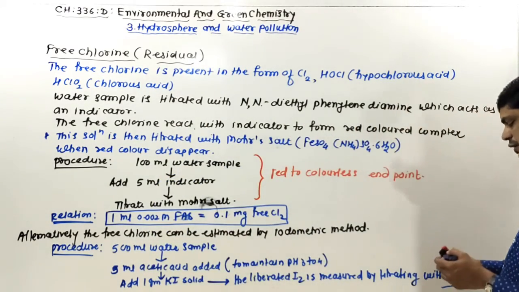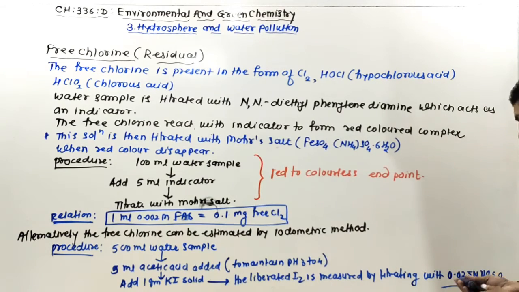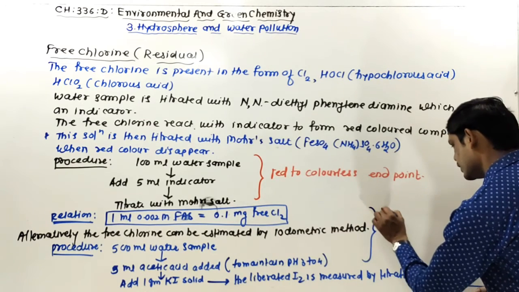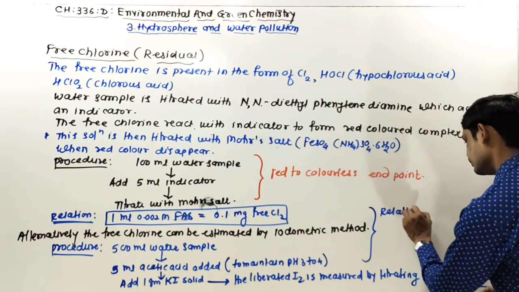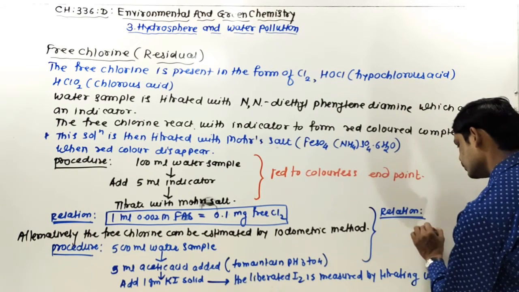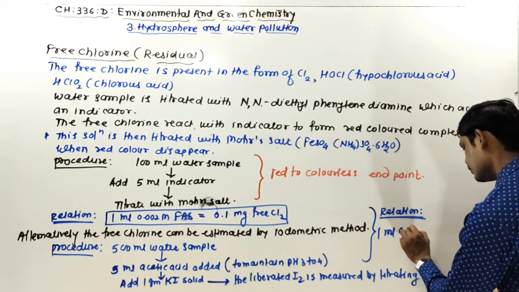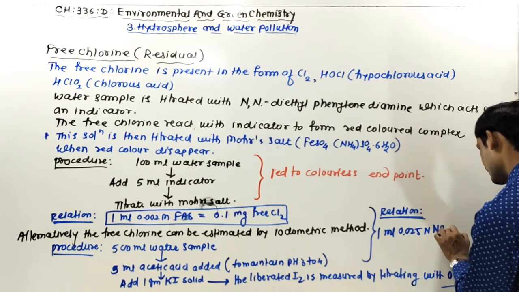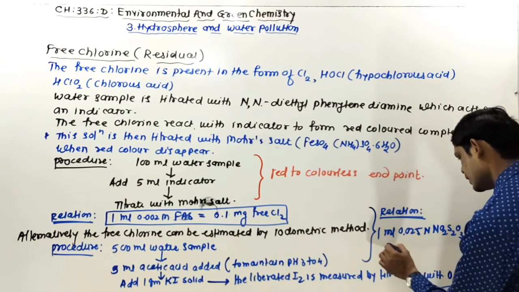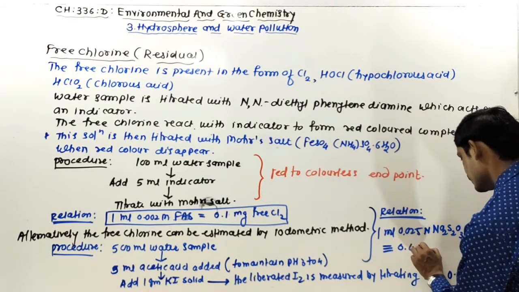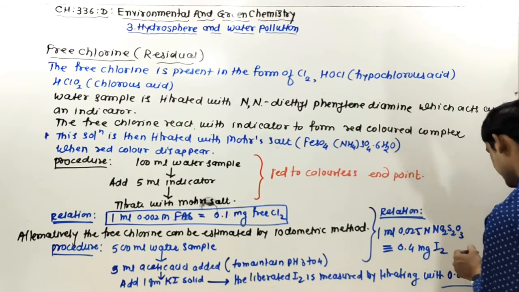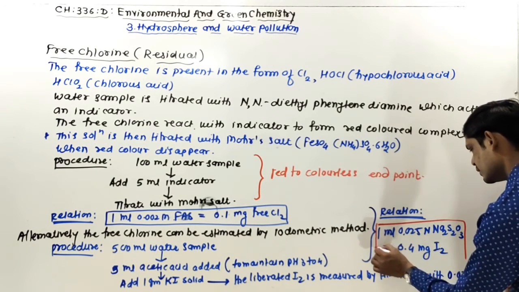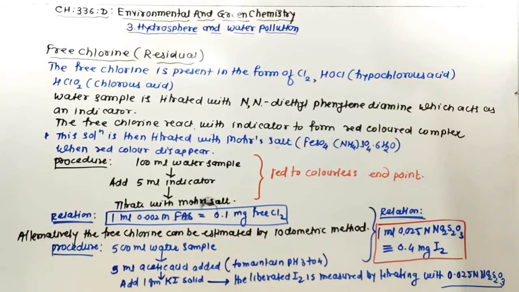So what will be the relation for that? How will we calculate it? The relation is in this way. I will write over here the relation: 1 ml of 0.025 normal Na2S2O3 corresponds to 0.4 milligram of iodine. So this is the relation for iodometric titration.